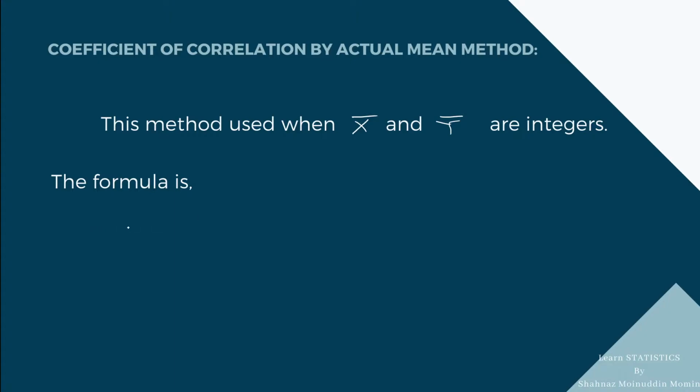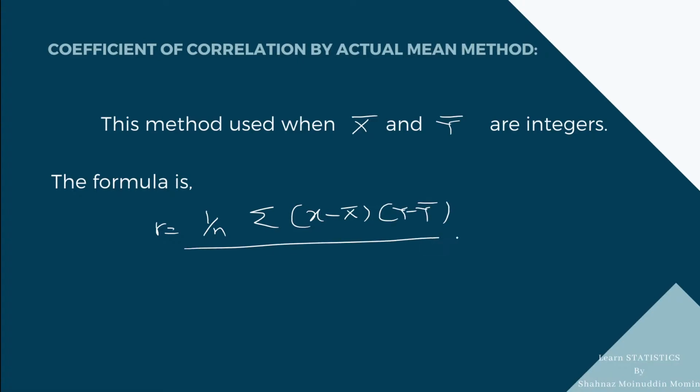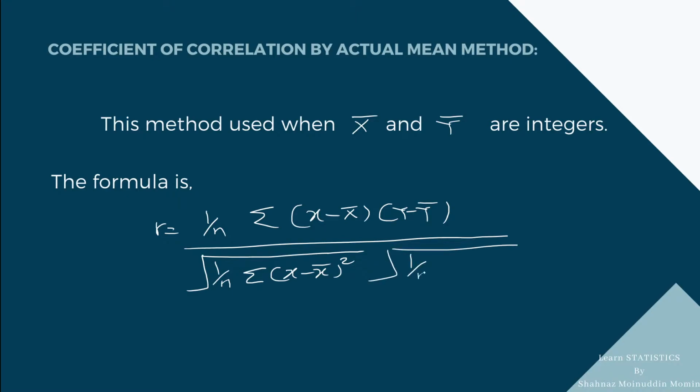In this method, the formula is r is equal to 1 by n sigma (x minus x bar) into (y minus y bar), which is the covariance between x and y, divided by the standard deviation of x, that is the square root of 1 by n sigma (x minus x bar) square, into the standard deviation of y, the square root of 1 upon n sigma (y minus y bar) square.